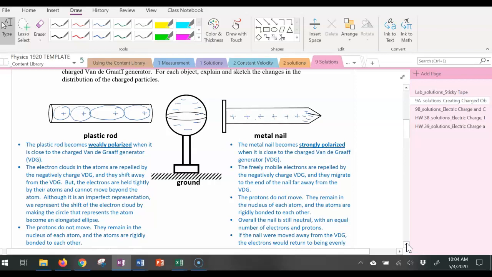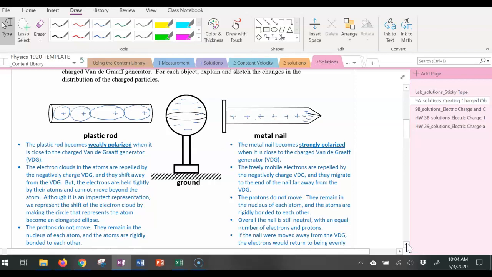Okay, let's look at what happens to the plastic rod when you bring it close to the negative Van de Graaff generator. So the electron clouds inside this plastic rod are also repelled by this negative Van de Graaff generator. But because the plastic rod is an insulator, the electrons are constrained. They are not allowed to leave their atoms. And so the electron cloud shifts slightly.